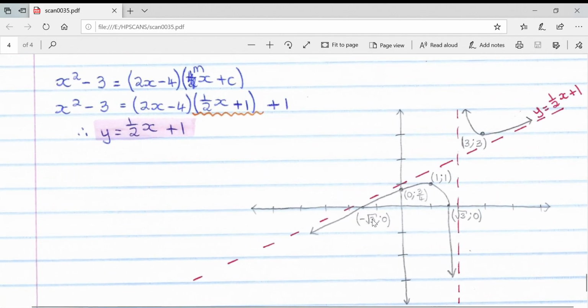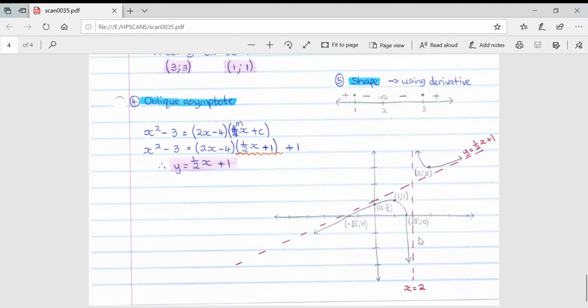Then you can simply add in your x-intercepts, which is here and here, and your y-intercept. And when you're sketching your asymptotes, always include the equation. So x equals 2 and your oblique asymptote at y equals a half x plus 1.